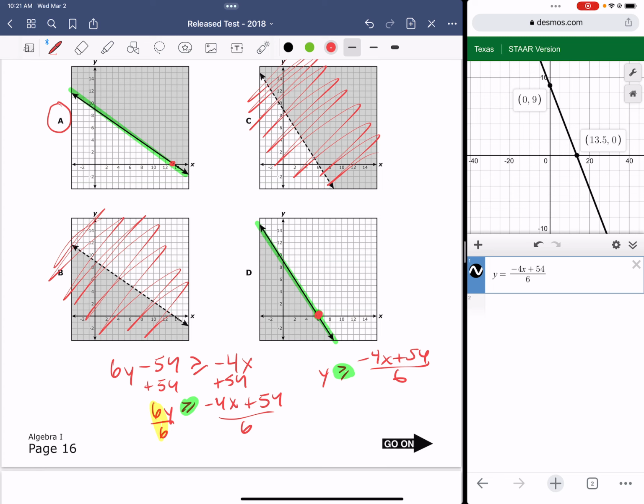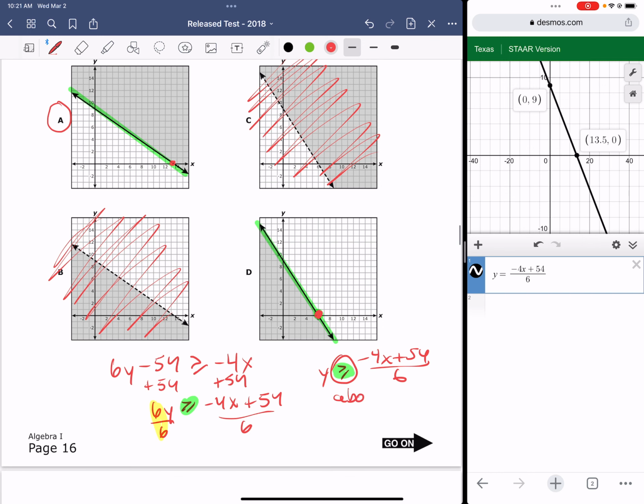We could also appeal to the fact that this greater than or equal to symbol means that we're going to shade above the line. And you'll notice that in letter A, we shaded above the line, whereas in letter D, we shaded below the line.